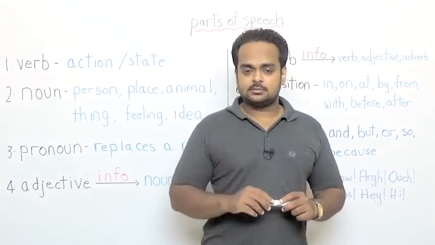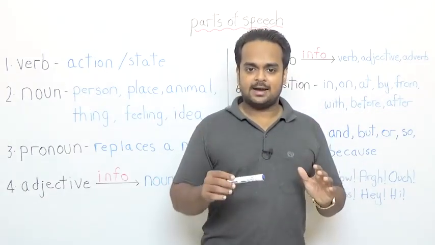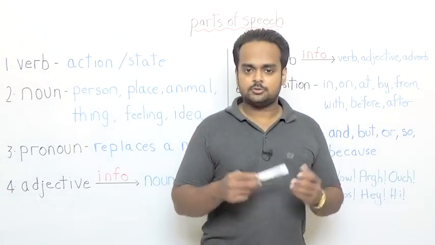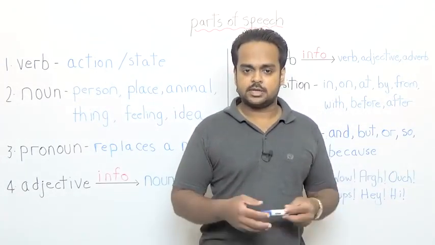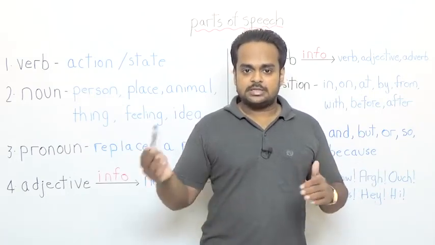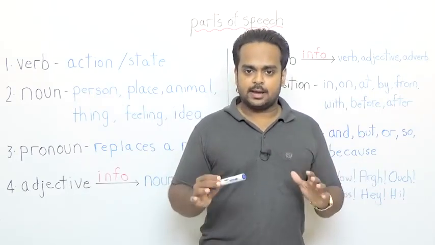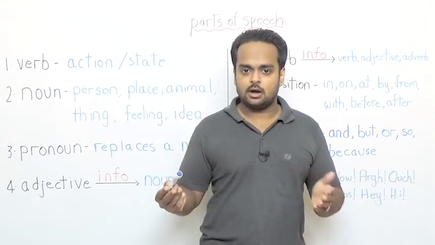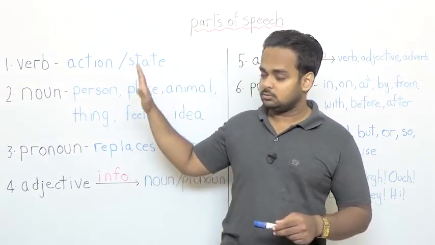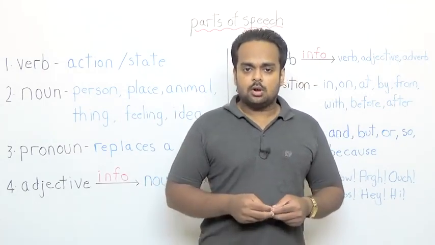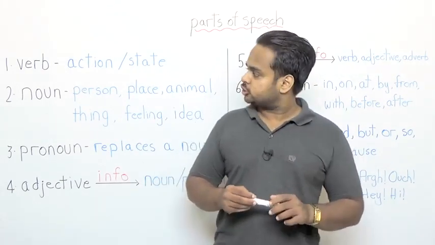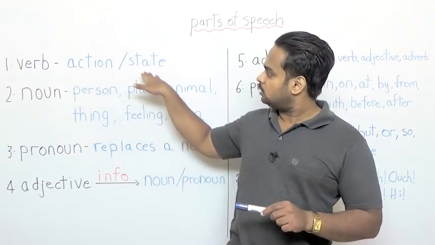And the second reason is that only verbs have tenses. Now, I'm sure you know about past tense, present tense, and future tense. That's how we talk about different times. And to do that, we change the forms of verbs. So verbs are really important. But what does a verb do? Well, a verb is a word that shows an action or a state.